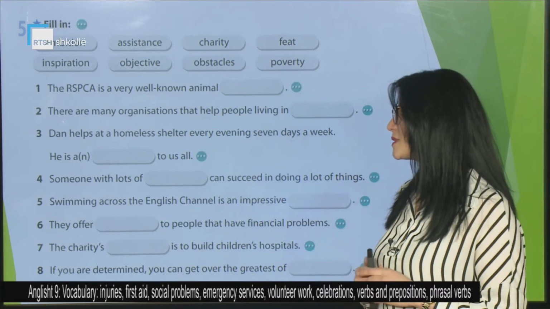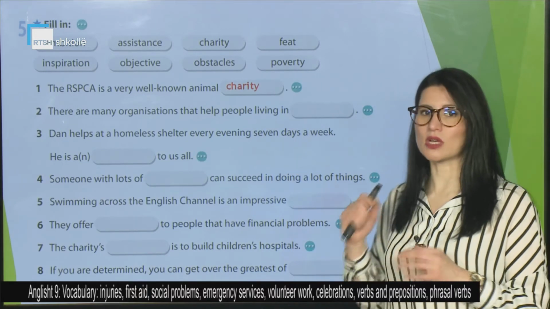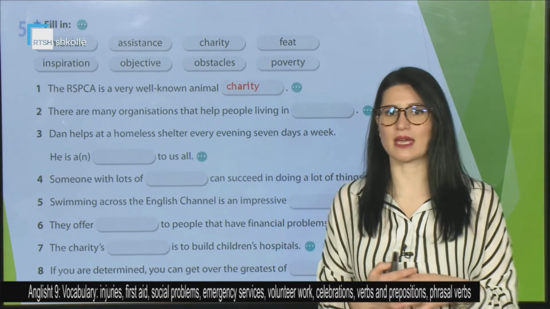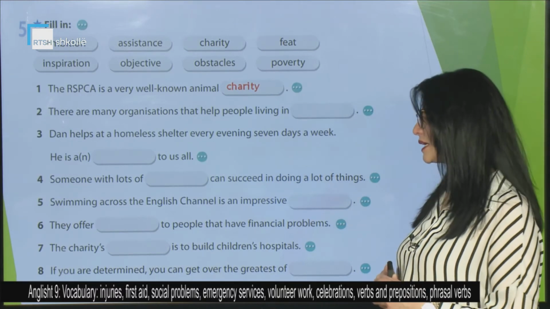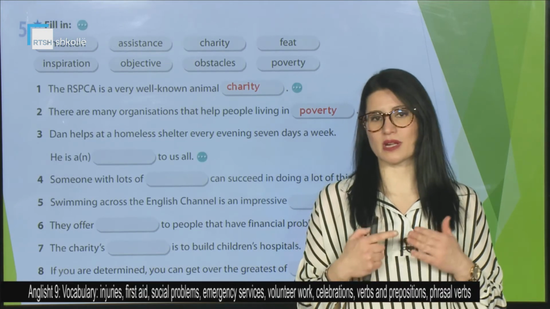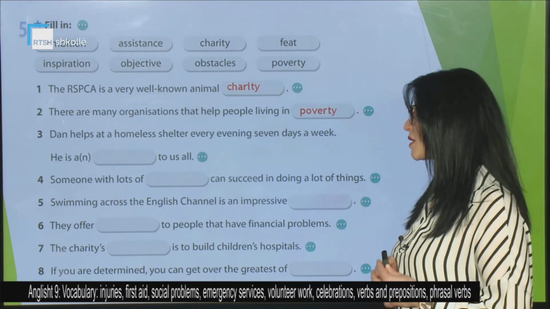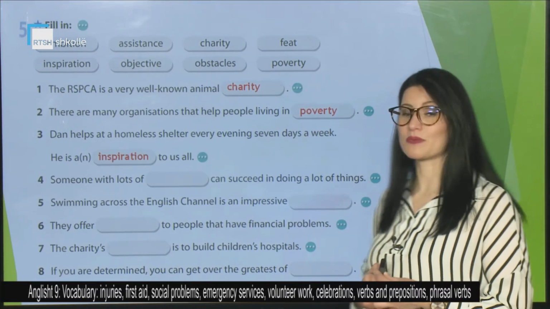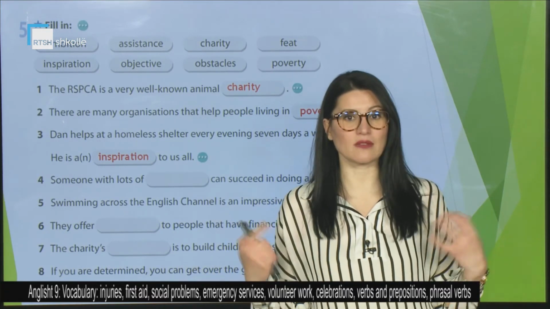The RSPCA is a very well-known animal charity. So it is an organization to help animals, homeless animals. There are many organizations that help people living in poverty. So they help people who need our help because they are poor, they don't have a place to live. Dan helps at a homeless shelter every evening, 7 days a week. He is an inspiration to us all. He is a person from whom we should take great influence.